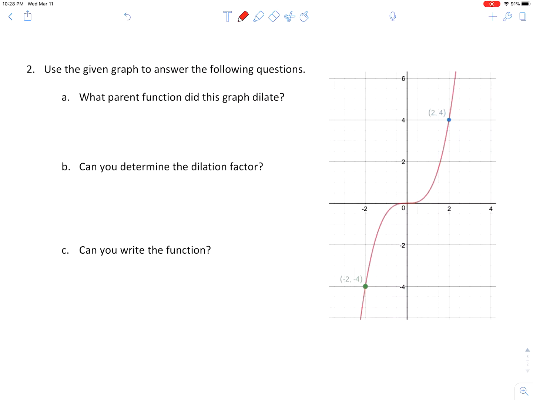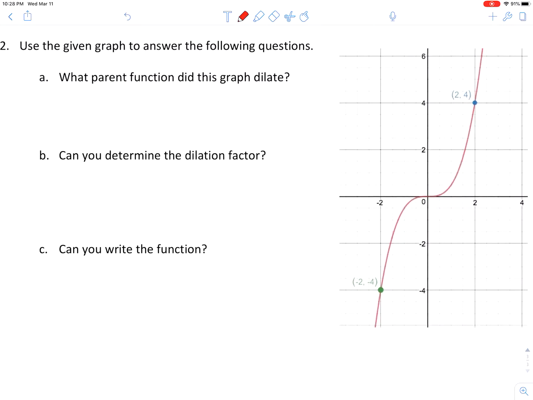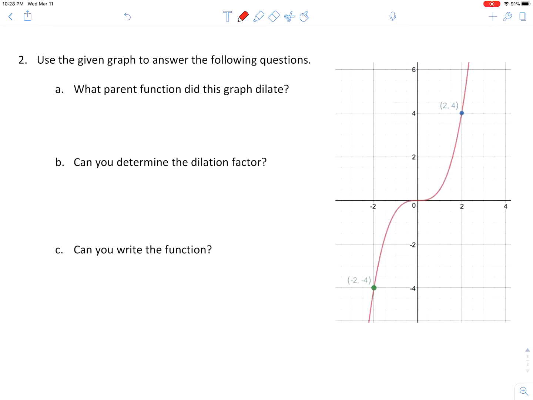Hey there, friends. I'm going to take you through this last problem where you're given a graph and you have to determine the equation of it, or the function. It's going to involve a dilation. And it's the first one we've done, so I thought I'd take you through it.